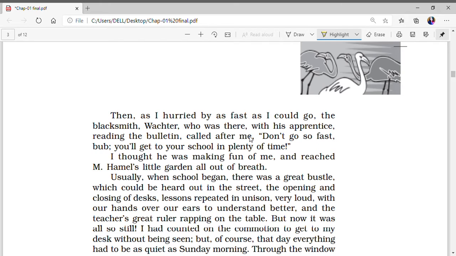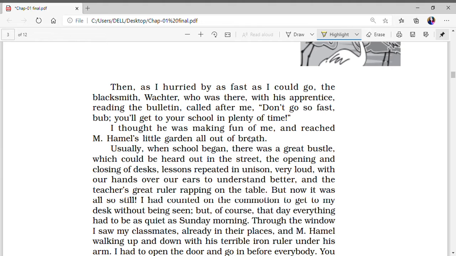Okay, then as I hurried by as fast as I could go, the blacksmith Wachter, who was there with his apprentice reading the bulletin, called after me. So this blacksmith Wachter is reading the bulletin board, and when he sees Franz hurrying off to school, he asks him, "Don't go so fast, bub. You'll get to your school in plenty of time." Maybe he reads something, or maybe he knows something, which is why he's asking Franz not to go so fast to school, because he has a good amount of time to reach it.